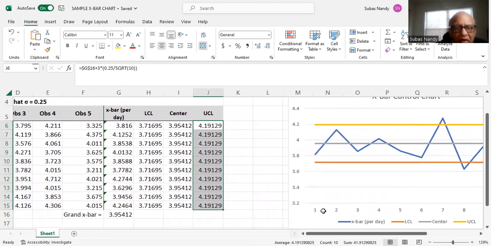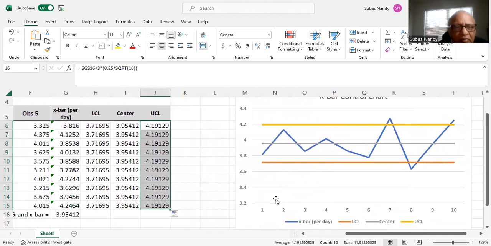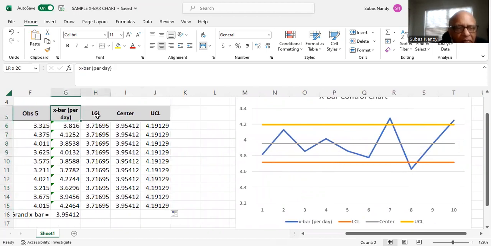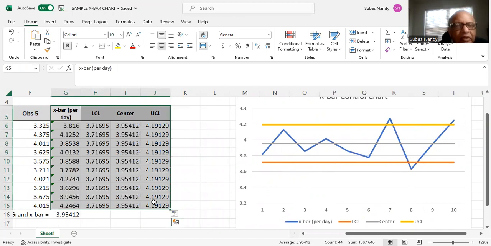Okay, so I want to make a chart involving these 4 columns. So I highlight them like this. I highlight the columns and cells I want to use for the chart, which are column G, column H, column I, and column J, from the heading up until row 15. So from row 5 to row 15.